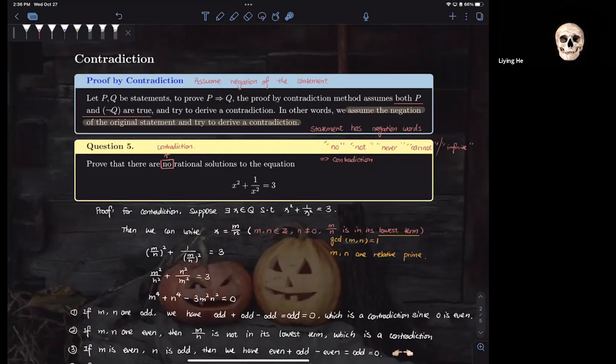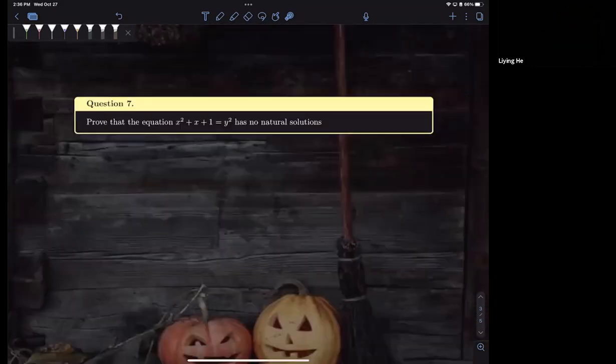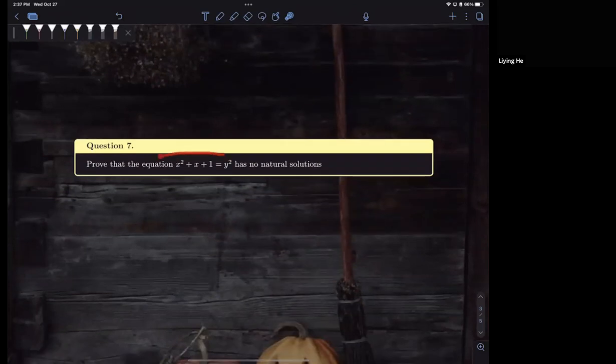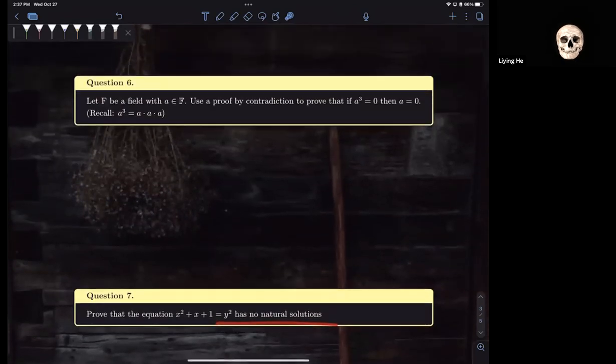For contradiction, there are two types of really classic example. One is this one, prove no rational solution. I did it in my last tutorial, so we're not gonna do it. Instead, we will do this. Prove equation has no natural solution or integer solution. They are pretty much the same. They are really similar. So we'll do this and we will do a failed question. A failed question. I know you hate it, but then we have to do it. That involves contradiction as well.